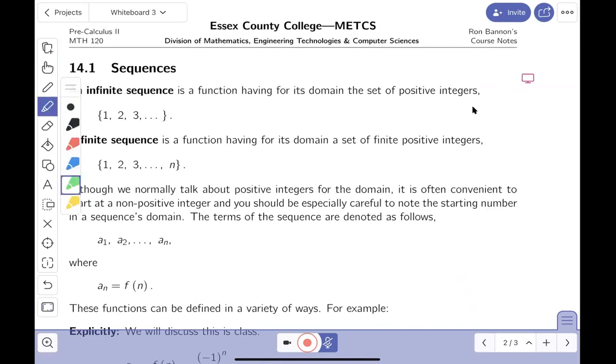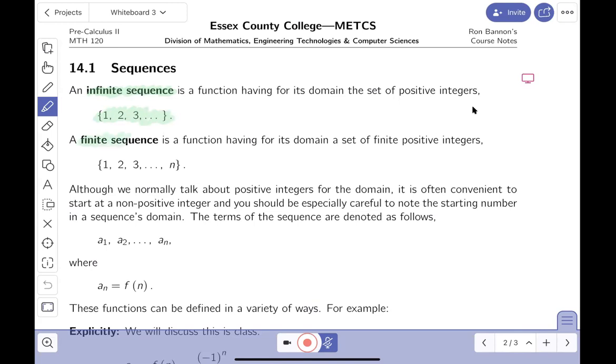Infinite sequence. Okay? So what does it say? An infinite sequence is a function having as its domain a set of positive integers. So now we've got some kind of function whose domain is the positive integers. This is the domain. And what would be the range? Well, the function takes these integers as arguments and returns the range. All right, it's an infinite sequence.